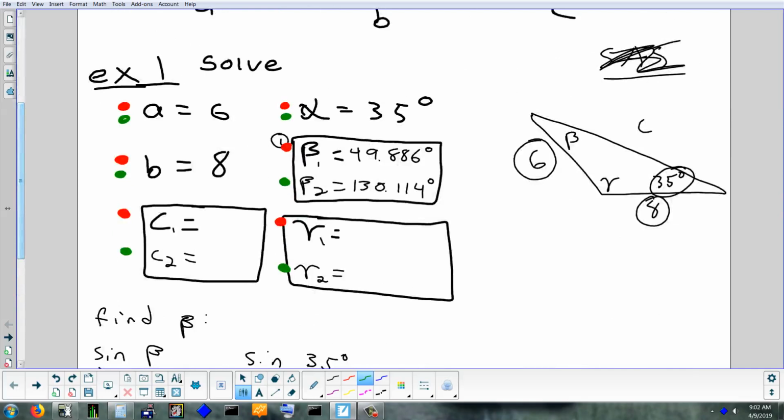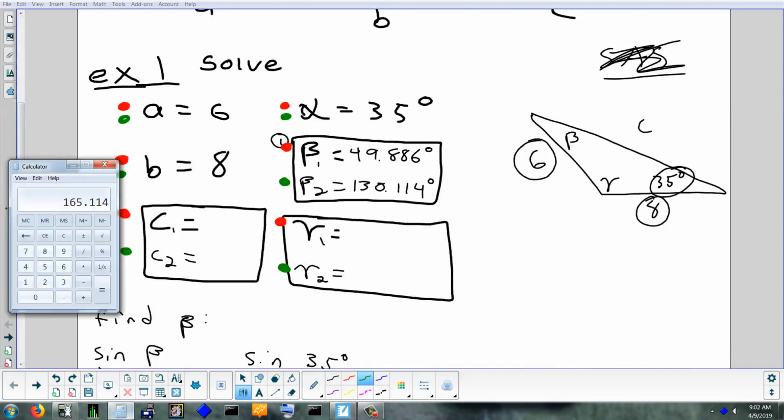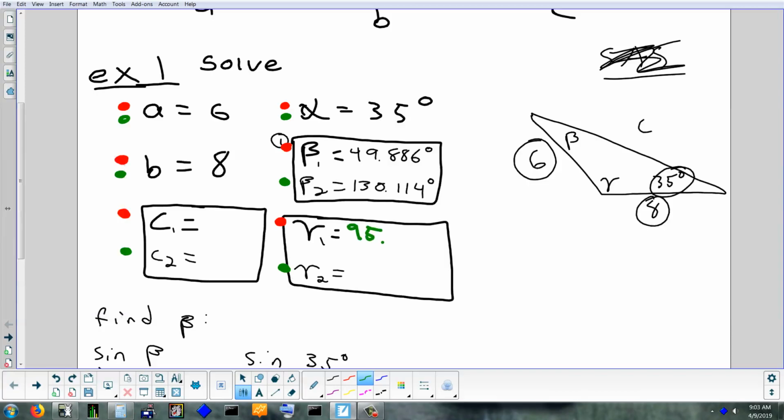All right. So now we're ready to get gamma 1 and gamma 2. How would you get gamma 1? What 2 angles are going to be involved? Alpha and beta 1. And what would you do with alpha and beta 1? Add them together, subtract them from 180. So take beta 1, take alpha. That adds up to 84.886. Subtract it from 180. So gamma 1 is 95.114.